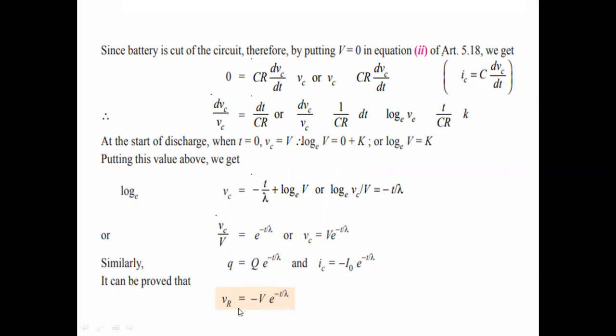So it can be proved that VR is equal to minus V into e power of minus t by lambda, which is the voltage drop across the resistor. V is equal to I into R, whereas I is equal to minus I0 into e power of minus t by lambda, so I0 into R gives the voltage, and that is equal to minus V into e power of minus t by lambda.